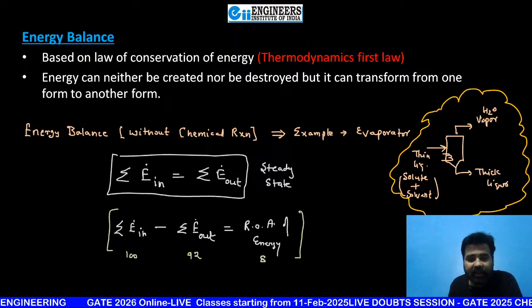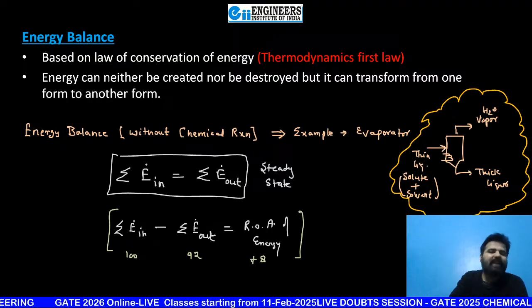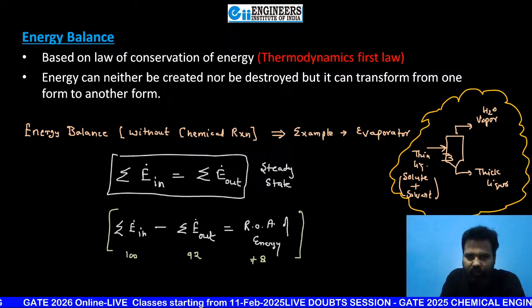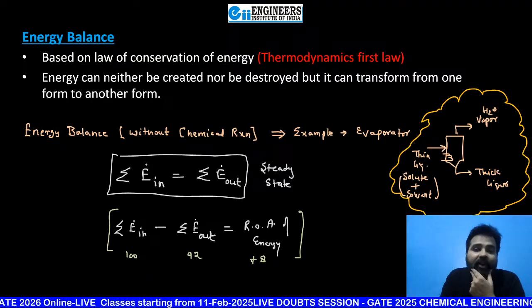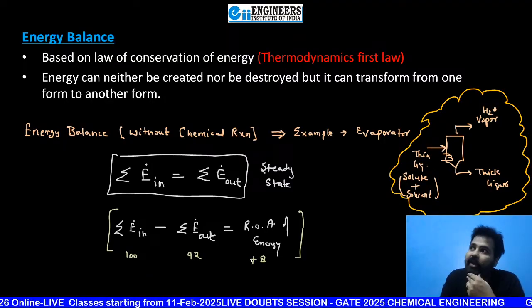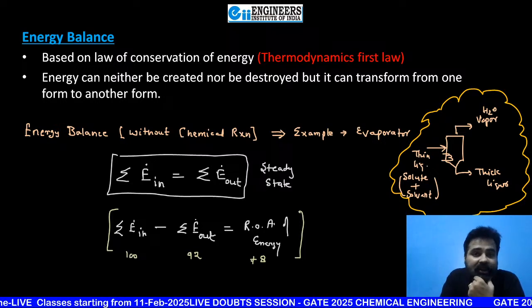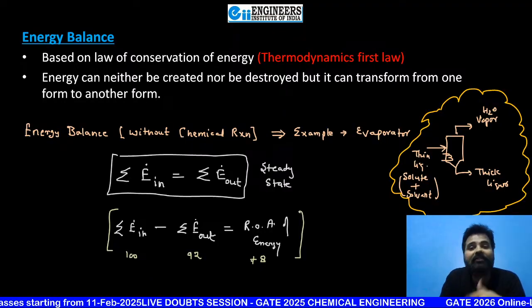That means 8 is accumulated by the system. So this is positive 8 now. Maybe sometimes your system is too hot, and you are sending only 100 from the entry point, but at the exit you are getting 120. What is the meaning of this? That means again the accumulation of the system changes, but in a different direction.